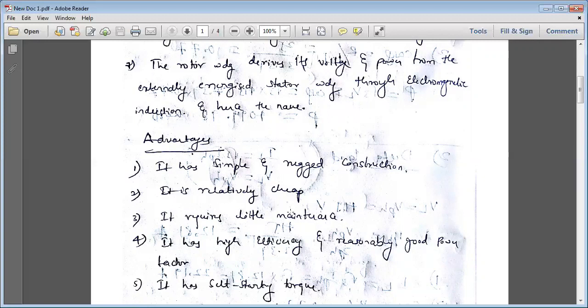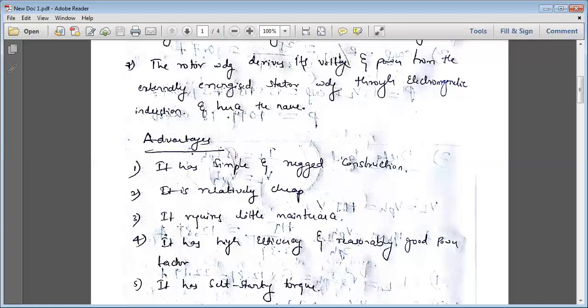And it is relatively cheap. Cheap in the sense that if you compare machines of the same capacity, like a DC motor and an AC motor, meaning the induction motor, if you compare the cost of a 1 HP DC motor and a 1 HP induction motor, then the cost is low. That's why it is relatively cheap.